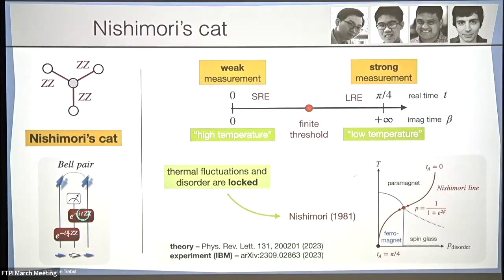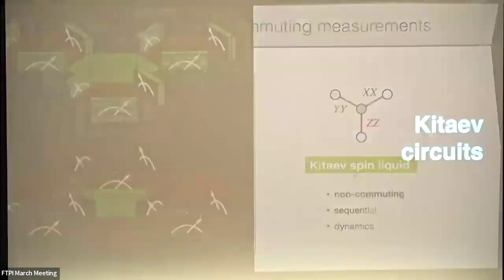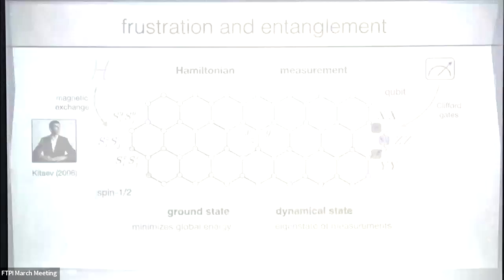Good. So now comes story number two. This was sort of the warm up, we did commuting measurements. So now let's do non-commuting measurements akin to the FTPI model, which we know is an interesting model and gives interesting entanglement structures in Hamiltonian land. So now let's understand what it does when we bring it to measurement land. So we do a Kitaev circuit.